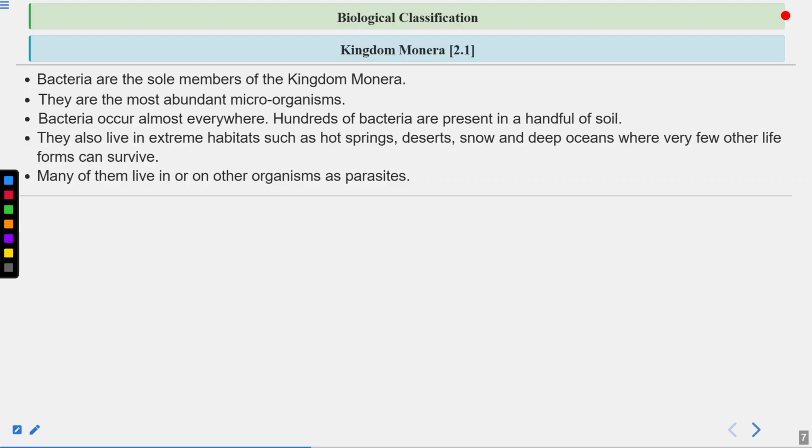Now, many of them live in or on other organisms as parasites. Some of the bacteria can also be parasites. Parasites obtain nutrients from their host. They can live in the host or on the host. Clear? And they obtain nutrients from the host. So in a parasitic interaction, the parasite is benefited, but the host is not benefited, or the host is harmed, because the parasite is obtaining nutrients from the host.